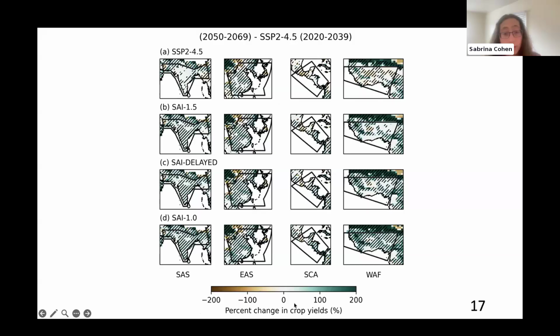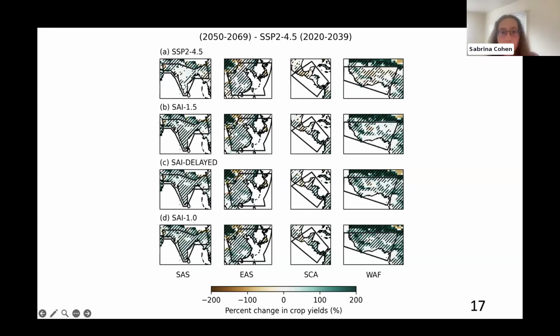This is the percent change in the total crop yields that are simulated. So if I direct your attention to here, this top row again is the climate change scenario. So how crop yields would change in the climate change scenario relative to the present day. We can see that, for example, in South Central America and West Africa, there are several areas where we have the brown here, so there's a decrease in crop yields.